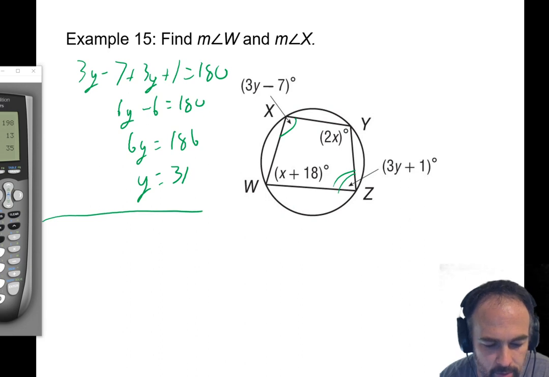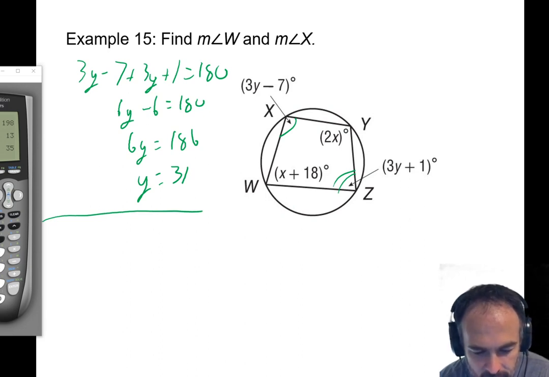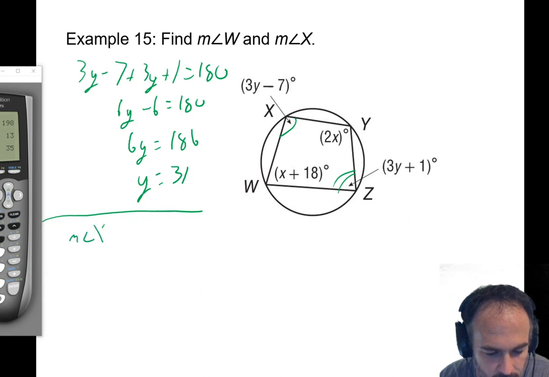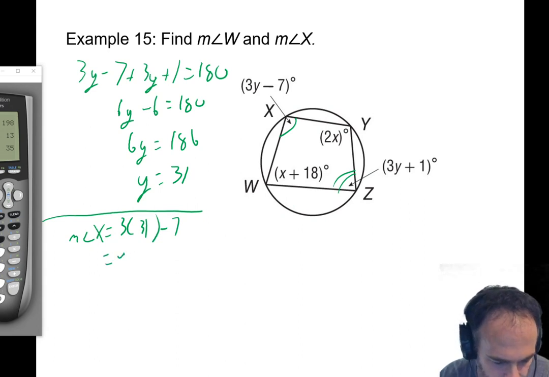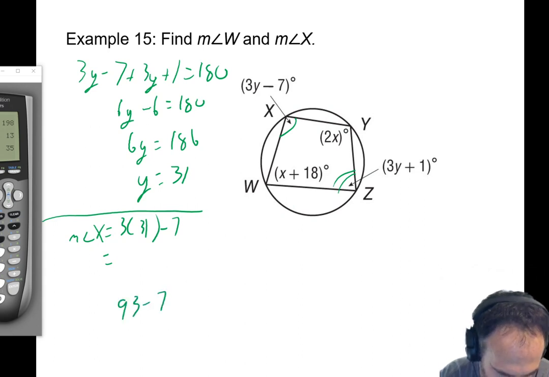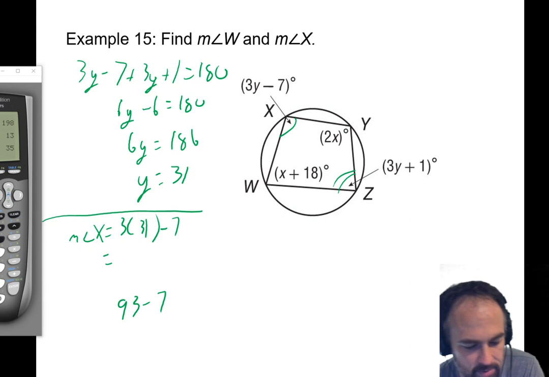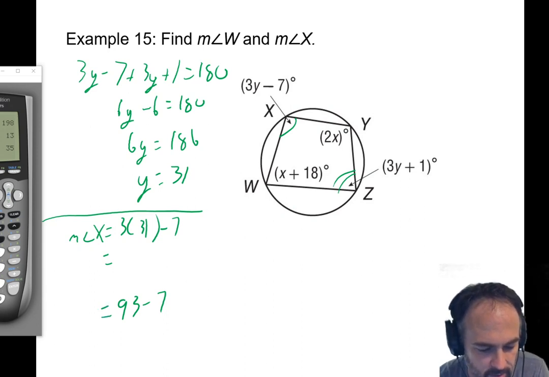Now, let's go ahead and plug that in to find the measure of angle x. So measure of angle x is equal to 3 times 31 minus 7. 3 times 31 is 93. I don't know why that spot doesn't like it every single time. 93 minus 7 is 66 degrees.